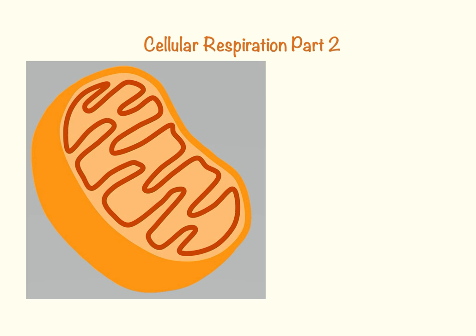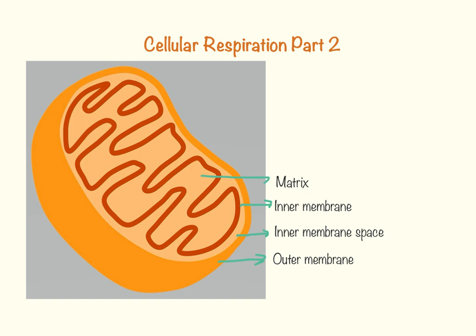The mitochondrion is a double membrane structure with an outer membrane and an inner membrane. Between these two is an inner membrane space. In the center is a space known as the matrix. The inner membrane is folded to increase surface area, and these folds are known as cristae.